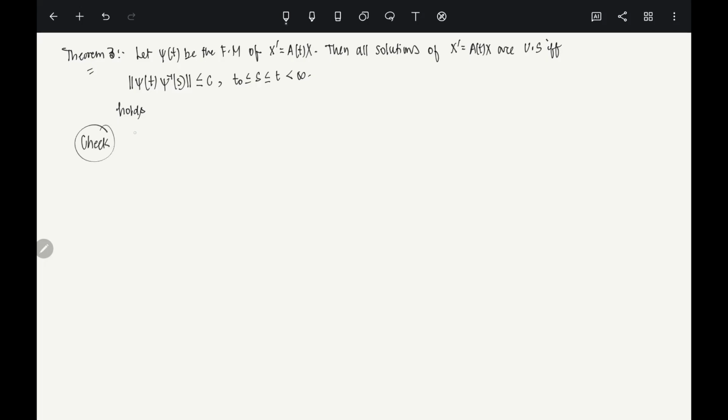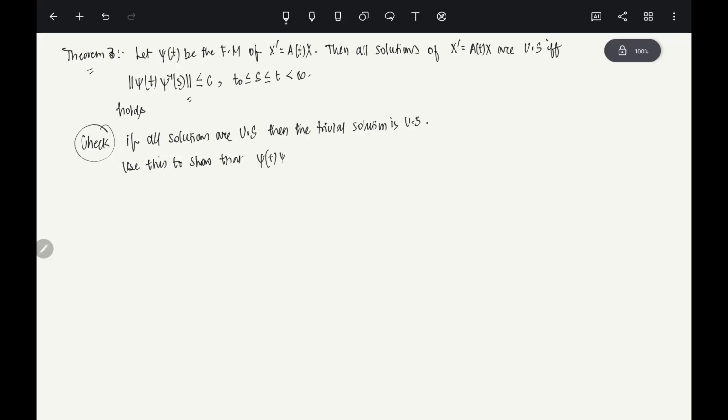Check that if all solutions are uniformly stable, then the trivial solution is uniformly stable. Use this to show that this condition, the norm of phi of t, phi inverse of s, is bounded. Okay, so please do this part. I want you to do this part yourself.